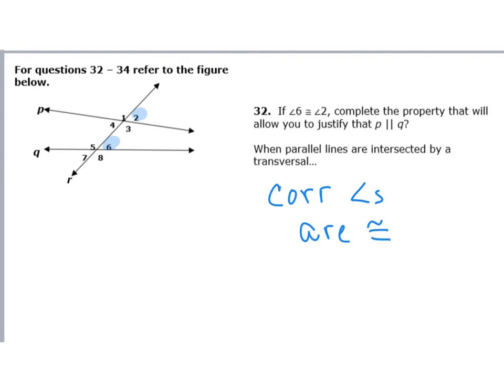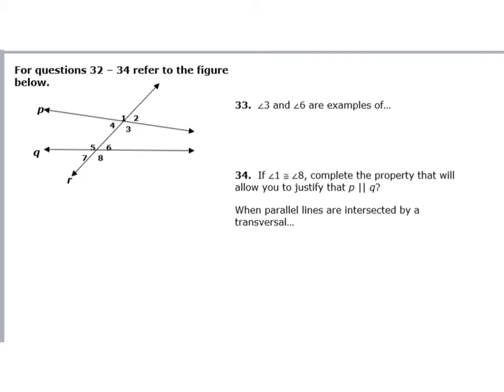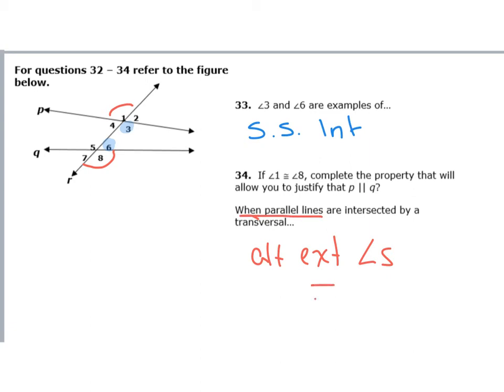Okay, let's look at 33. Angles 3 and 6 are examples of, here's 3, here's 6. Those are on the same side and they're on the interior. So same side interior. Remember, sometimes we call those consecutive interior, and that's okay. All right. And then number 34 says angle 1 and angle 2 are congruent. Complete the property that will allow you to justify you have parallel lines. Angle 1 and angle 8, they're both outside on different sides, so those are alternate exterior angles. And I know that when I have parallel lines, alternate exterior angles are congruent.